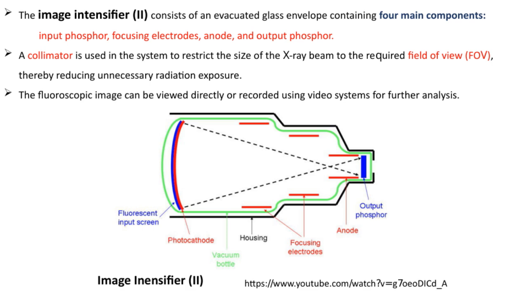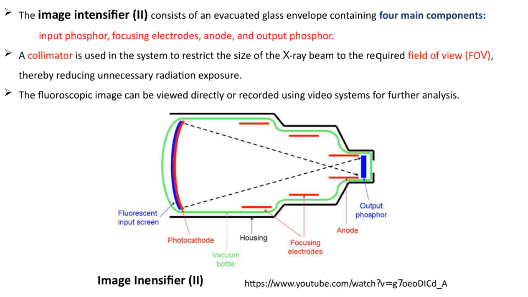fluoroscopy. It consists of an evacuated glass envelope that houses four main parts: the input phosphor, focusing electrodes, the anode, and the output phosphor. Each of these plays a crucial role in transforming X-ray images into visible ones. The input phosphor is where the X-ray photons first hit and are converted into light.